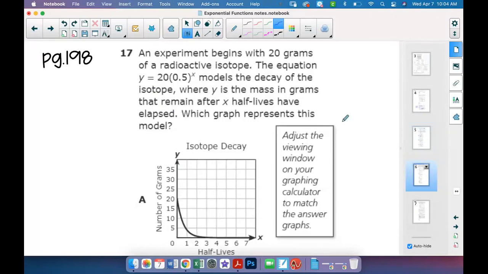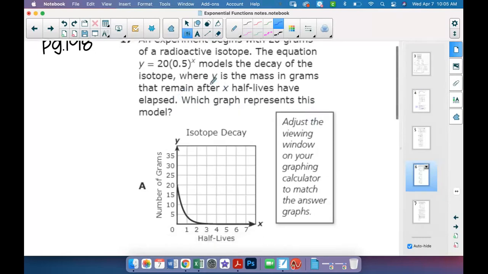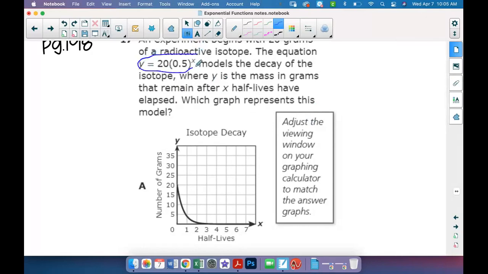We're on page 198, number 17. An experiment begins with 20 grams of radioactive isotope. The equation y equals 20 times 0.5 to the x power models the decay of the isotope, where y is the mass in grams that remain after the x half-lives have elapsed. Which graph represents this model? So they already give you the equation. You just need to make sure which one matches it.